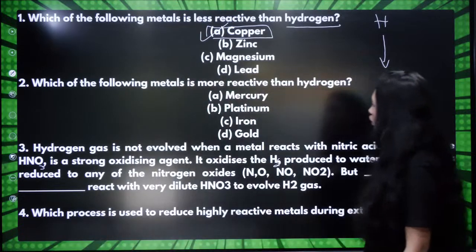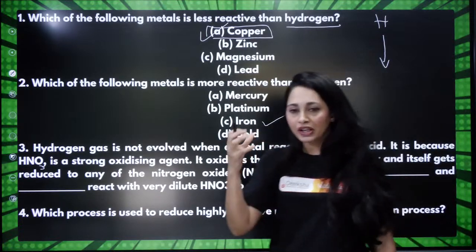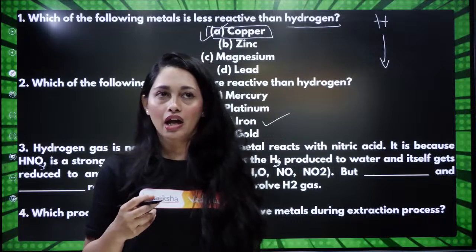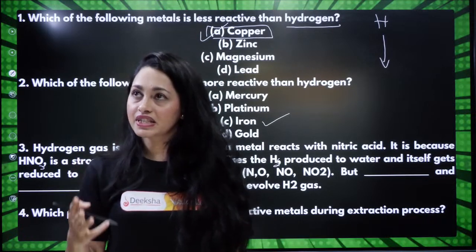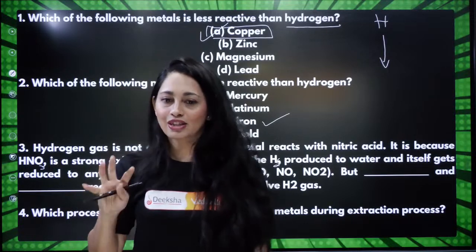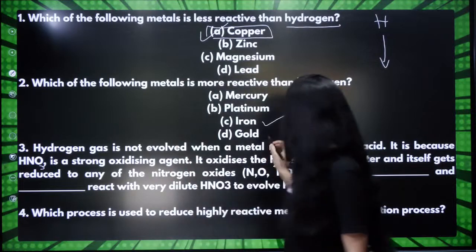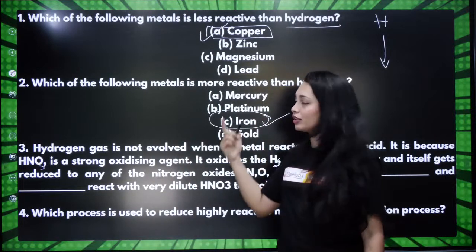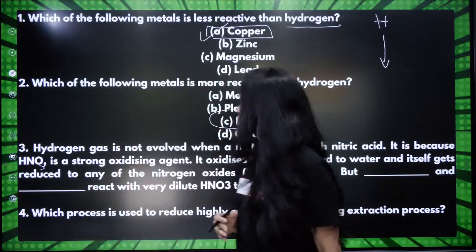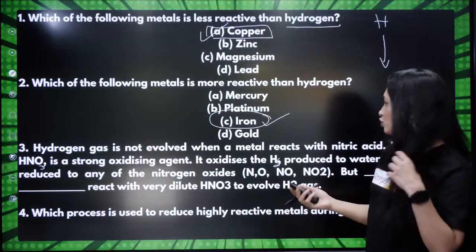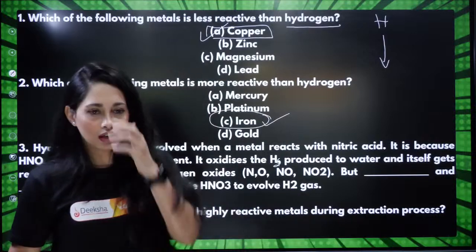Next one, which of the following metals is more reactive than hydrogen? It is iron. Below hydrogen we have mercury, copper, gold, silver and platinum. The order is not correct, but these are the 5 metals that are placed below hydrogen in the reactivity series, but iron is placed above hydrogen in the reactivity series. Very good, all of you, super. You guys are awesome. Next question, hydrogen gas is not evolved when a metal, we have discussed this multiple times in our live classes, right.